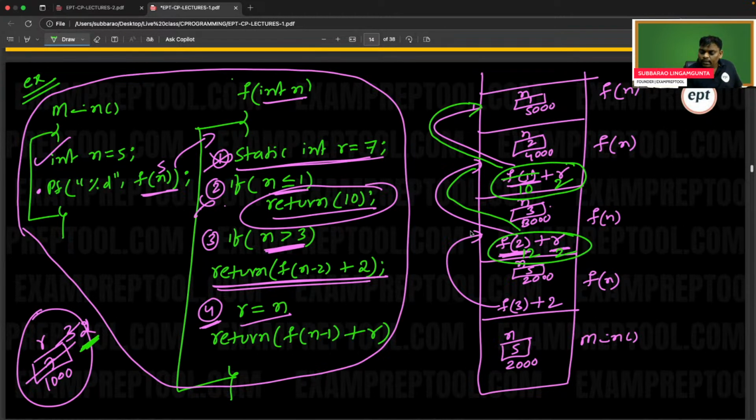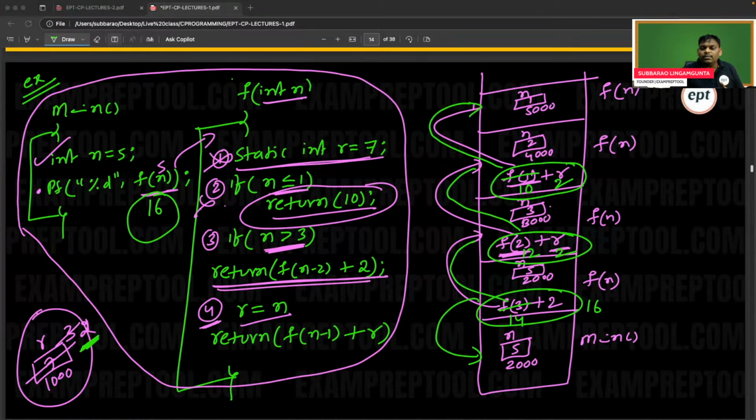Which is 14. So 14 will go back to the place you came from. 14 plus 2, 16. 16 will go. Return means to the place you came from. This place. So lastly, 16 will be printed. Please let me know if I did anything wrong. Answer for this one is 16.